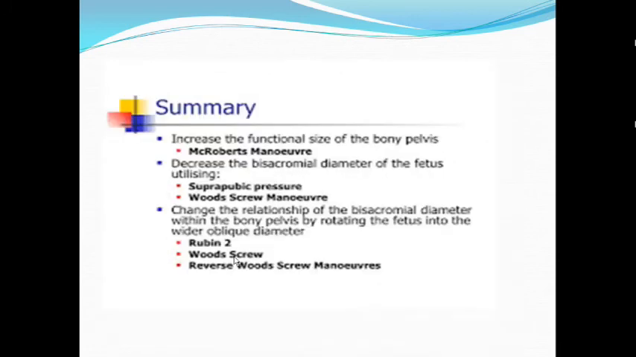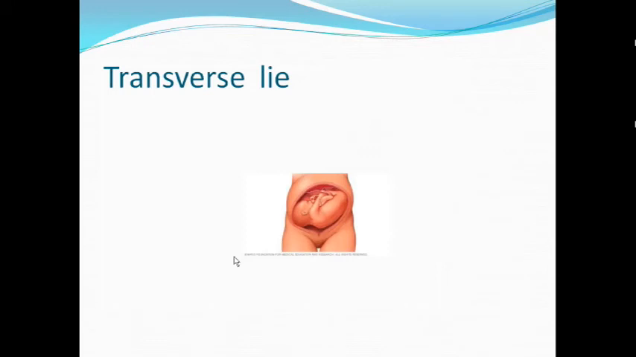So as I have told you, increase the functional size of the bony pelvis by doing McRoberts maneuver, or by changing the position of the patient to the hands and knees position, that is the dog position actually, by increasing the AP diameter. Then decrease the bisacromial diameter of the fetus utilizing suprapubic pressure or wood screw maneuver, or change the relationship of the bisacromial diameter within the bony pelvis by rotating the fetus, one of the shoulders, that is Rubin's 2 technique. This is shoulder dystocia.